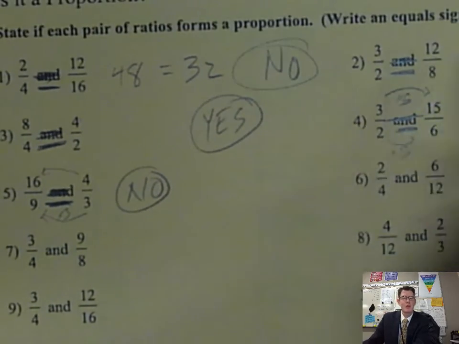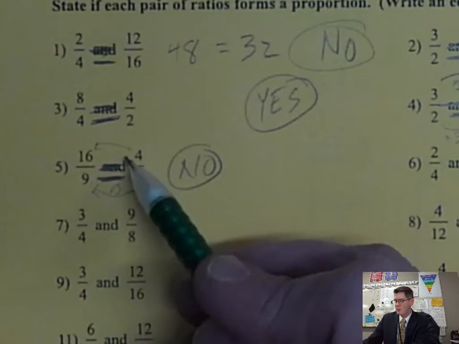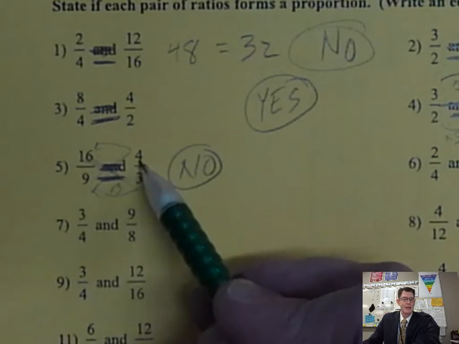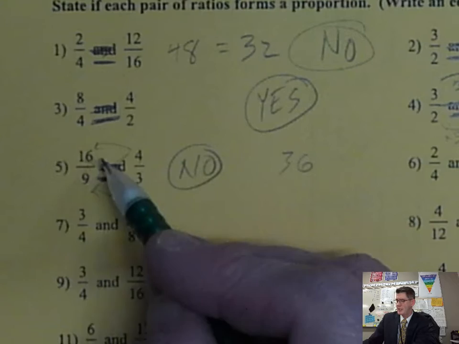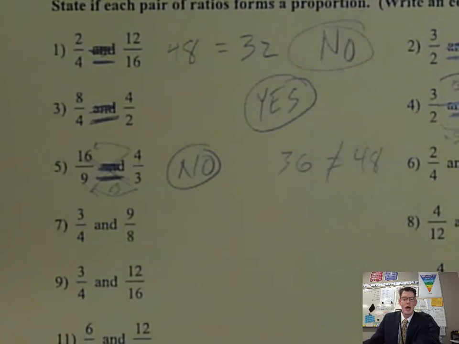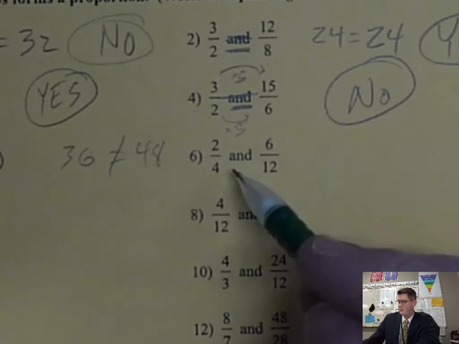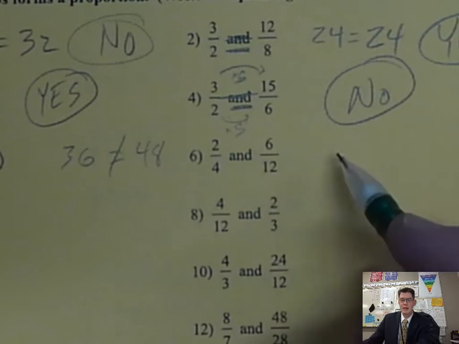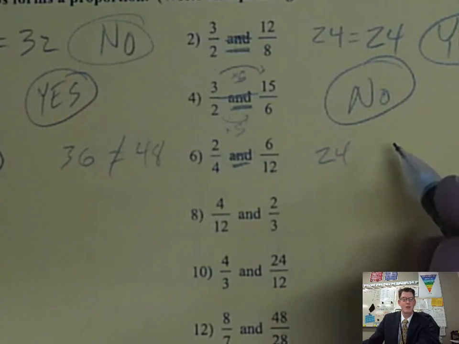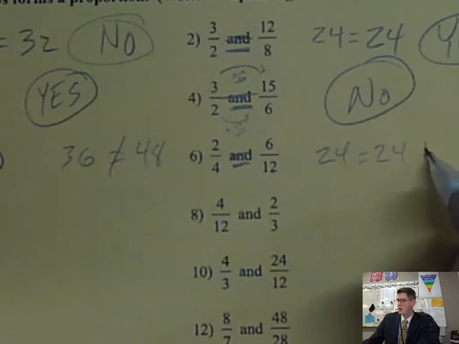If I'm throwing too much at you and doing too much, just remember the cross multiplication. See if when you cross multiply, you get the same thing. 9 times 4, that's 36. 16 times 3, that's 48. Those are not equal. Multiplying these, 6 times 4 is 24. And 2 times 12 is 24. So yes, that is a proportional relationship.